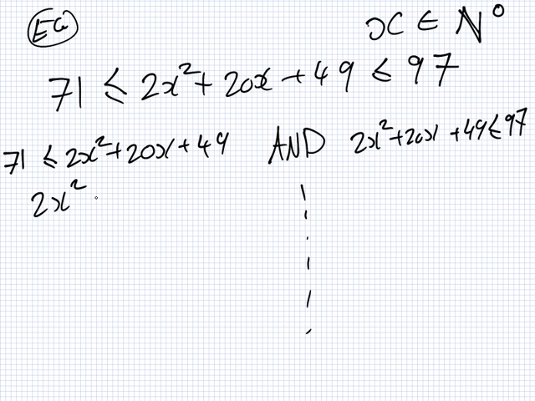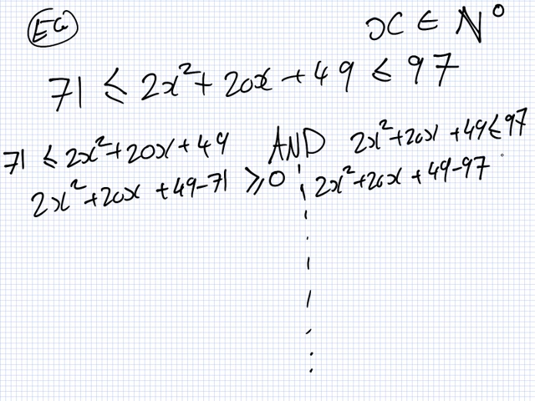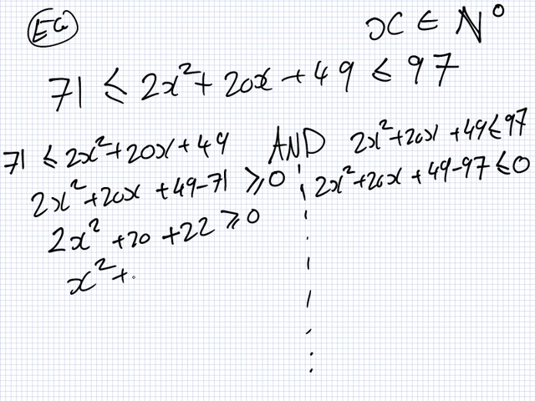Okay, so this is 2x squared plus 20x plus 49 minus 71, and that's bigger than or equal to 0. And then this one here is 2x squared plus 20x plus 49 minus 97 less than or equal to 0. So what do I get here, please? 2x squared plus 20x minus 22. So that means x squared plus 10x minus 22... oh, plus 11 bigger than or equal to 0? Not plus 11? Oh, minus 22, thanks.